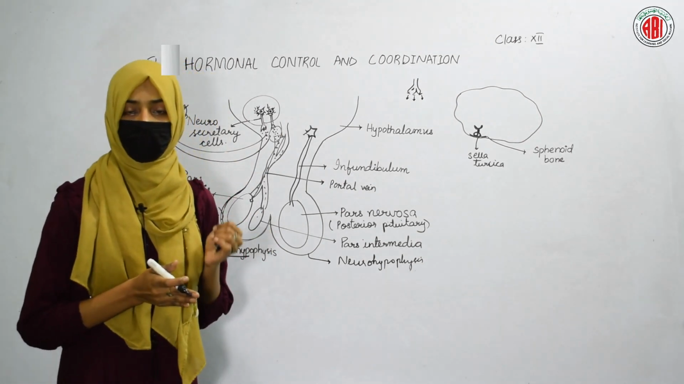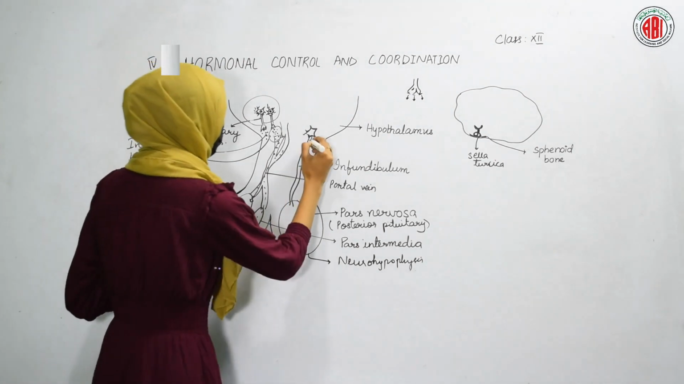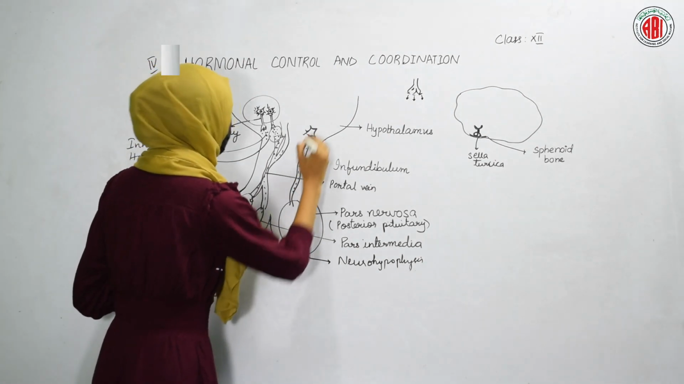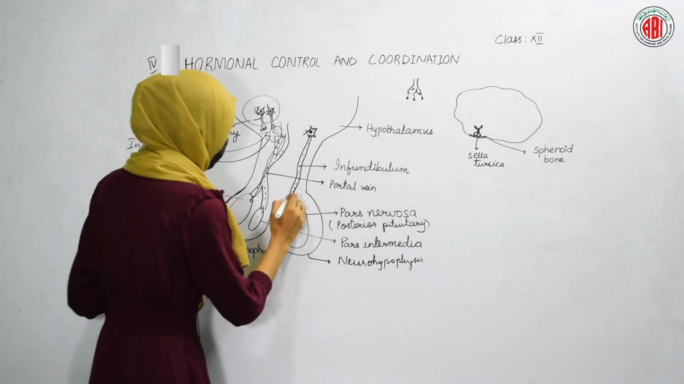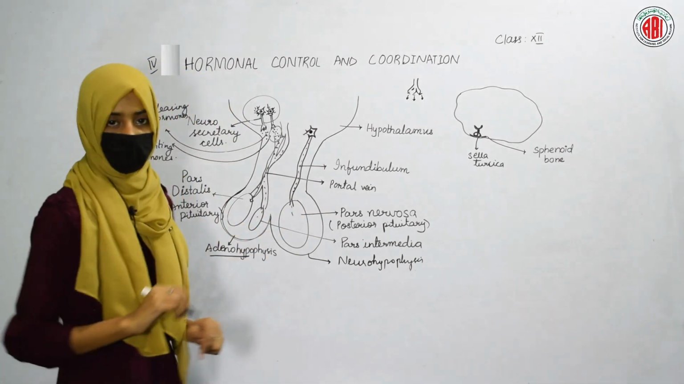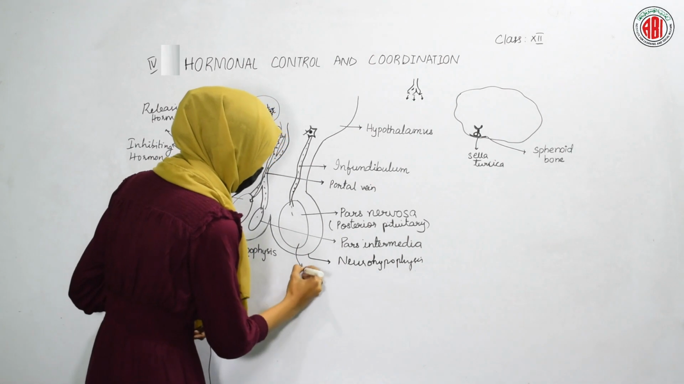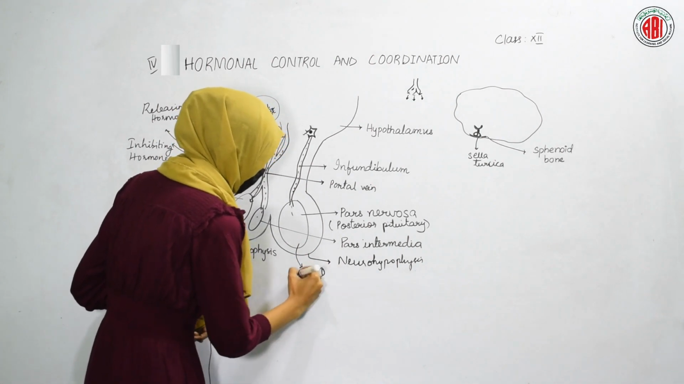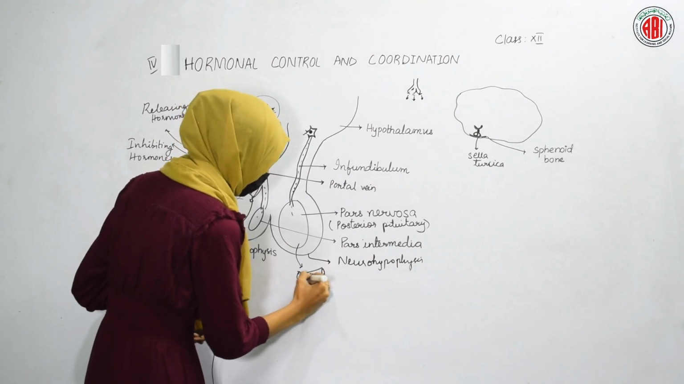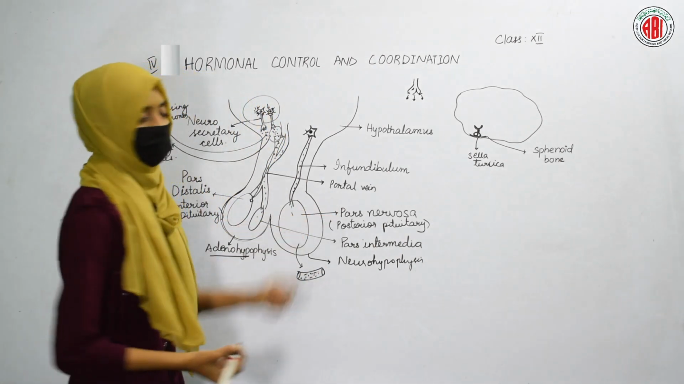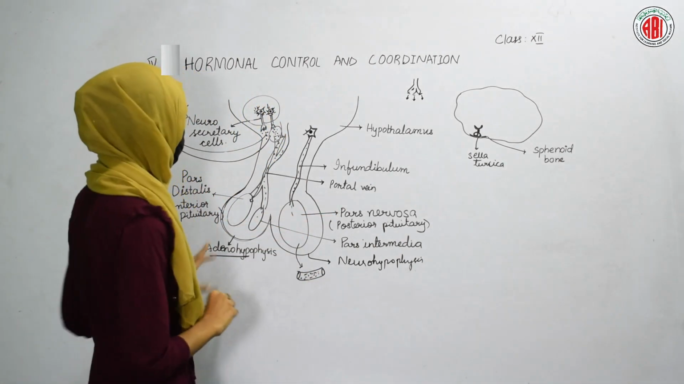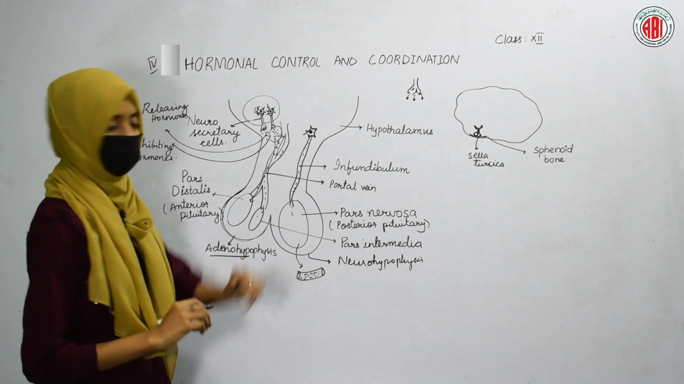Just the nerve cells which are present in this part of the hypothalamus will only carry out the activity of releasing hormone. So the chemicals which are released by the nerve cell will enter into the posterior pituitary, and from there the posterior pituitary just receives the chemicals, and then the chemicals are sent into the blood from the posterior pituitary. This is what happens in the case of the posterior pituitary.